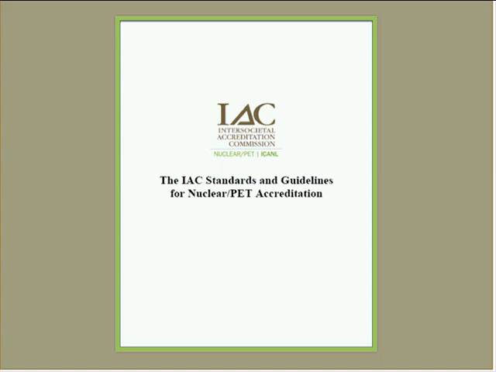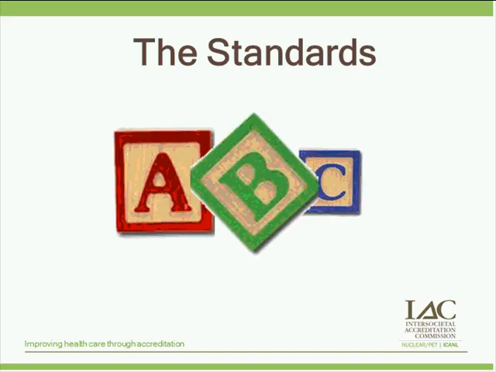The IAC Nuclear PET Standards and Guidelines are the most important document, and you must be familiar with standards prior to writing or updating any protocol. The standards identify what protocols must be in place and exactly what must be included in those protocols. The standards are divided into three parts, A, B, and C. The requirements for the various types of protocols are found in different parts of the standards.